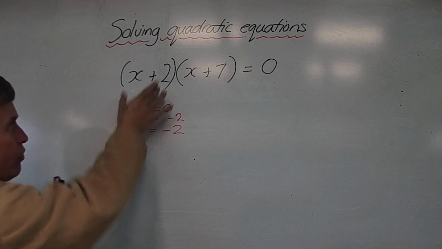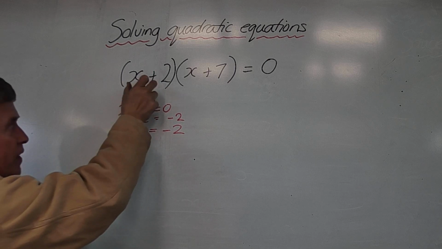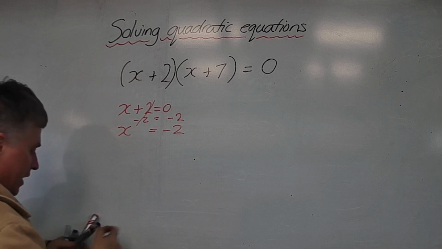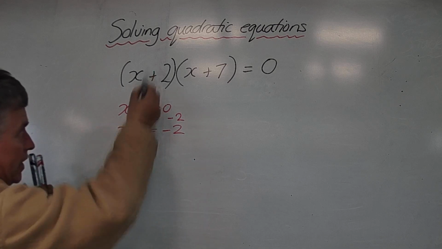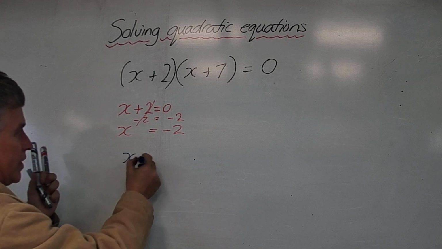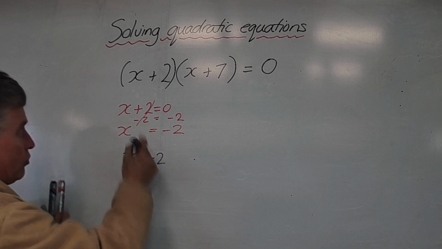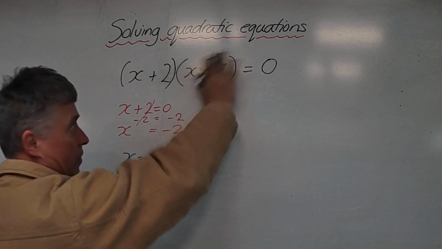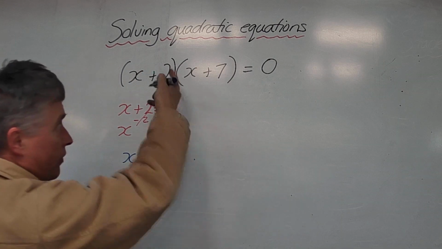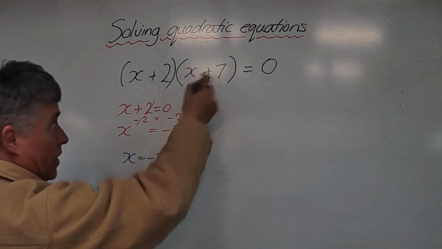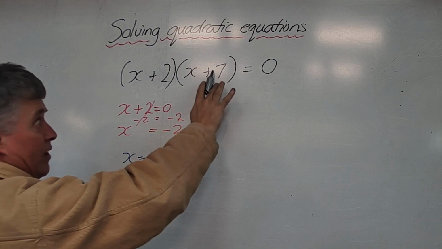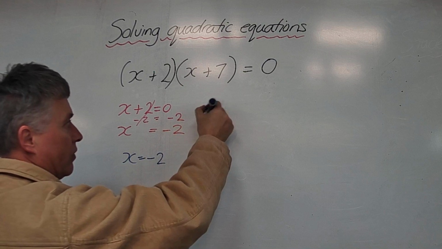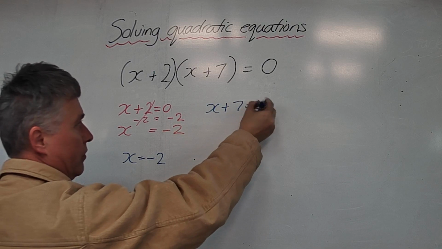But anyway, we know that this one here, if x is minus 2, that will be 0. So I have one answer there for this bracket here. That there is one answer, x is minus 2, and for that, whatever's in the other bracket, it doesn't matter, it will equal 0. So I've got one answer. Now the second one there, I've got to find something plus 7 equals 0. So we can do it like this, x plus 7 equals 0.